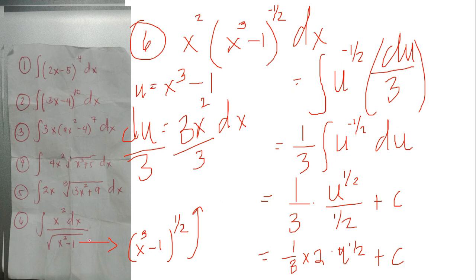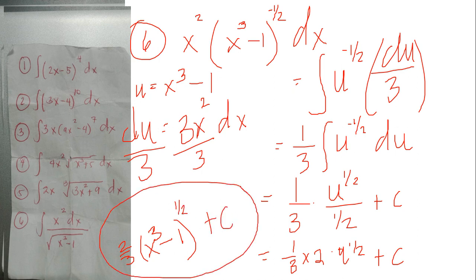O, ilagay ko na lang dito. Ibig sabihin po, this is 2/3 ng u. Yung u natin is x cube minus 1, tapos raised to 1 half plus c. So, yung radical, madali na lang yan. 2/3 square root of x cube minus 1 plus c. Gets po?